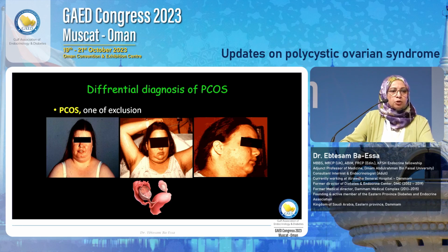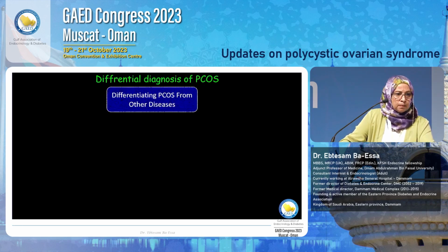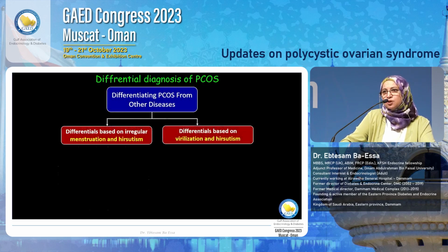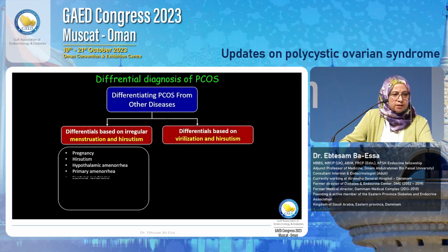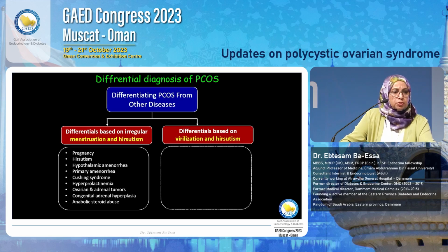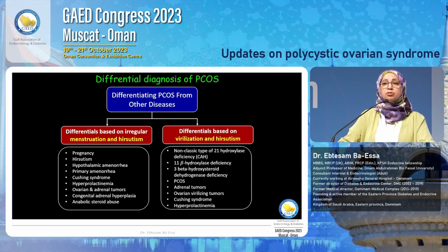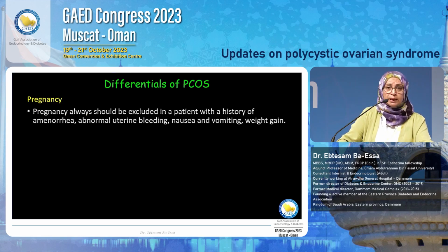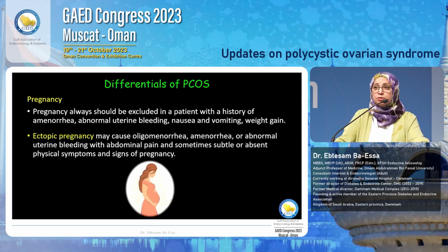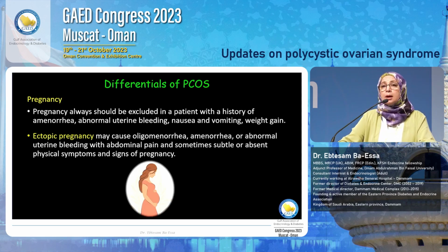So what is the differential diagnosis of polycystic ovary syndrome? We have many differential diagnoses, but to make it easier, you can classify them into differential diagnoses associated with menstrual irregularity and those associated with virilization and hirsutism, but you have to note that there is overlap between those possible differential diagnoses. I will go over them quickly. The first differential diagnosis you have to rule out in this reproductive age is pregnancy and ectopic pregnancy, as they may present with amenorrhea as well as abnormal uterine bleeding, and they are in reproductive life, and as I mentioned, they may ovulate intermittently as well.